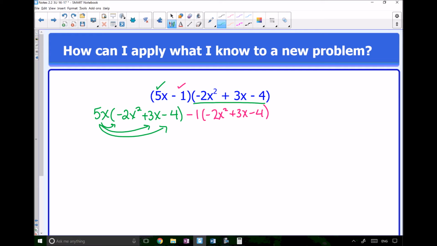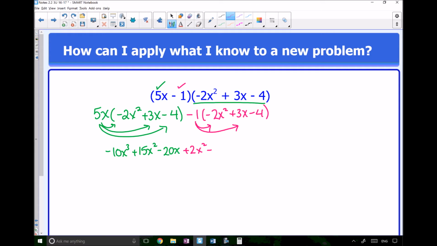So 5x times negative 2x squared is negative 10x cubed. 5x times 3x, remember, will give me 15x to the power of 2. And then 5x times negative 4 is negative 20x. Now when I distribute this negative 1 right here, I end up getting positive 2x squared.